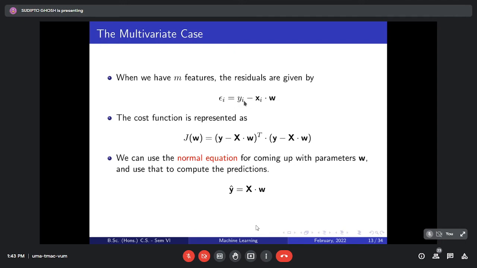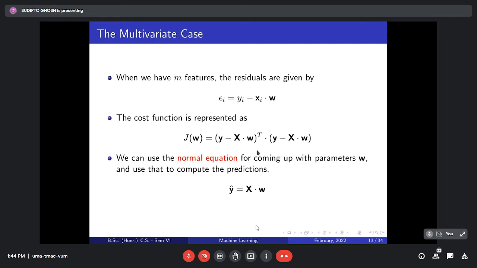So yi minus that, these are my error terms. So these are the residuals. We have to compute the residual sum of squares. Just as in the univariate case, I told you that (y minus Xw) transpose (y minus Xw) is the representation for the sum of squared residuals.